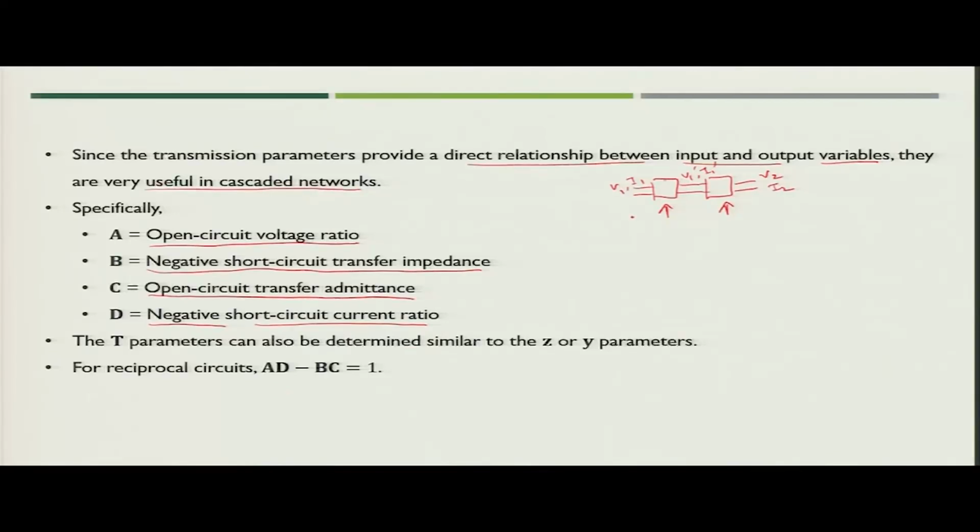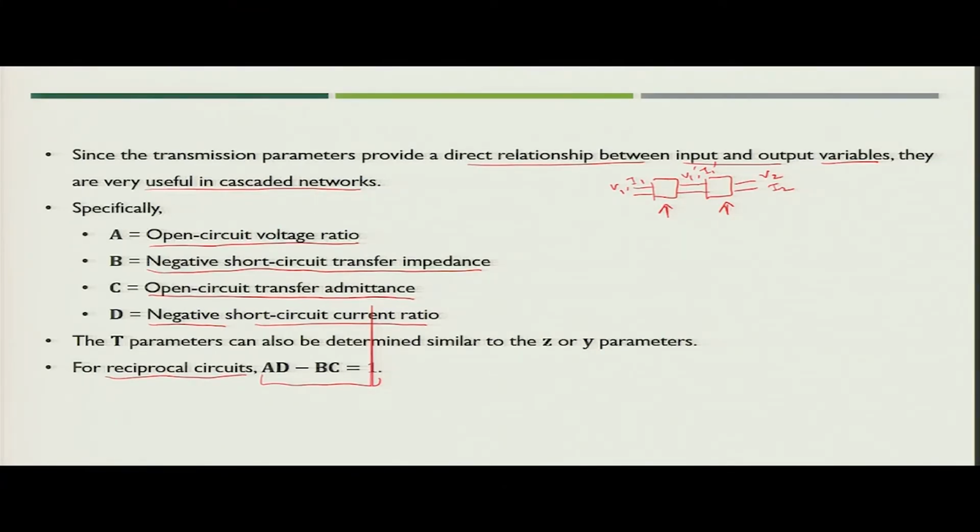Now, one of the important properties of the ABCD parameters is that if you want to see whether a particular two port network is reciprocal or not, you need to find out with the help of this condition. So, if AD minus BC equals 1, we will say that the circuit is reciprocal.